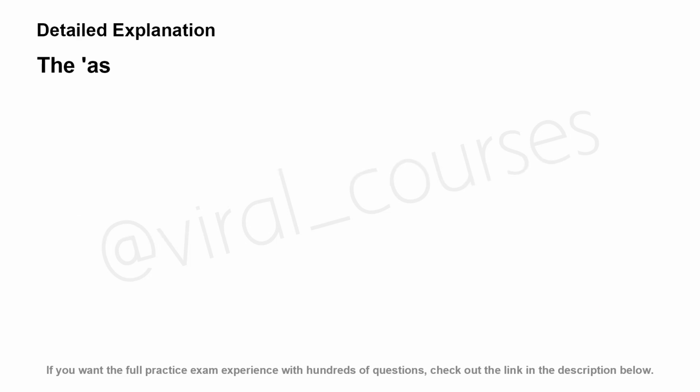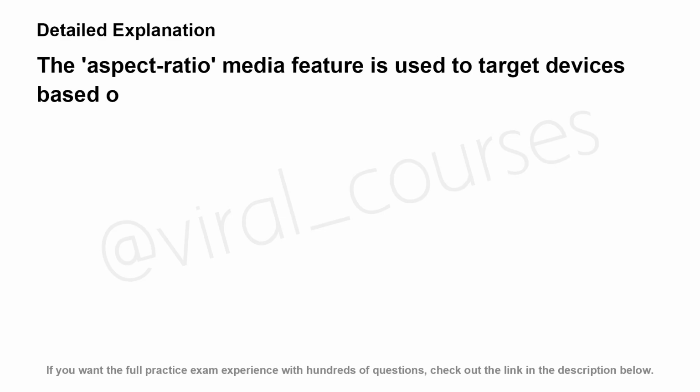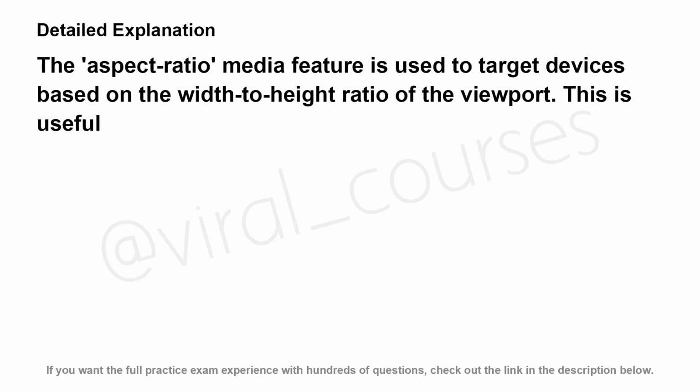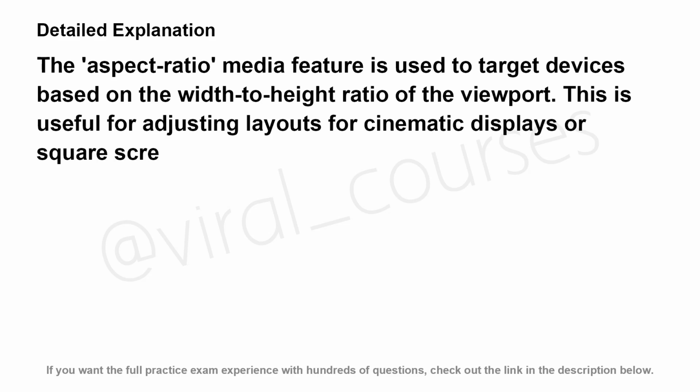The aspect ratio media feature is used to target devices based on the width to height ratio of the viewport. This is useful for adjusting layouts for cinematic displays or square screens.